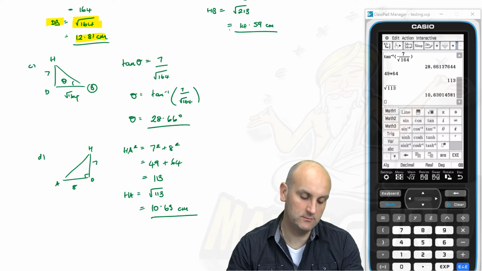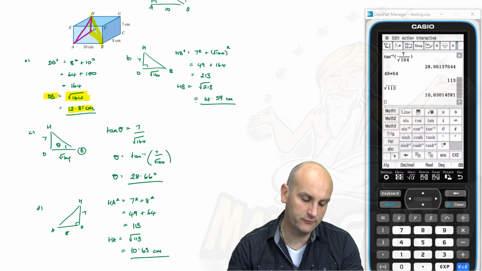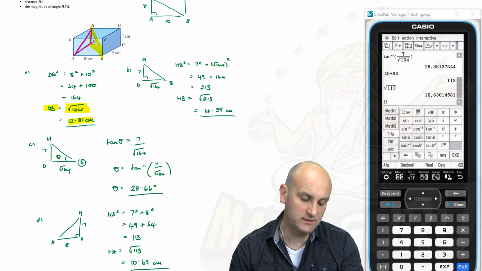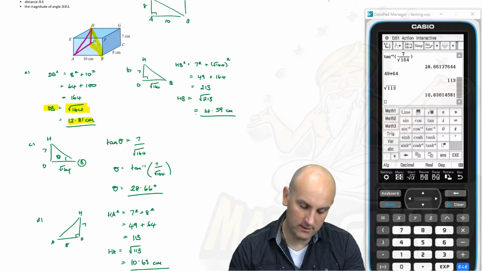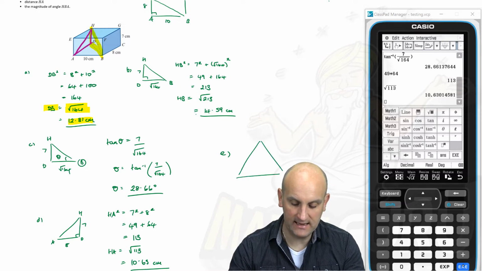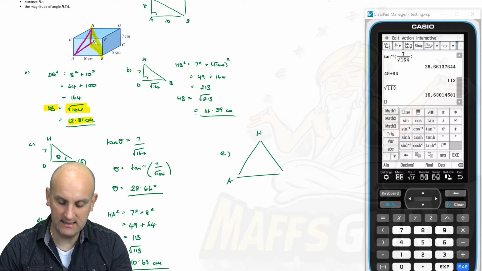Now, why is this all important to me? I'm actually going to zoom right the way out and scroll it down, because it then says the magnitude of angle HBA. So I'm going to do part E here. And we want the magnitude of HBA. So here is H, here is A, and here is B.